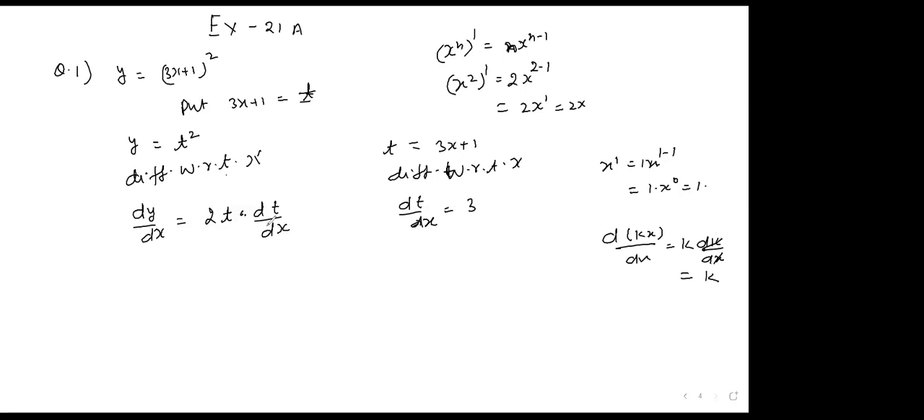Now substitute dt by dx here, this is called back substitution. Replacing dt by dx, dy by dx equals 2t and dt by dx is 3. So that becomes 6t. And what value of t did we take? 3x plus 1. This will be the answer.